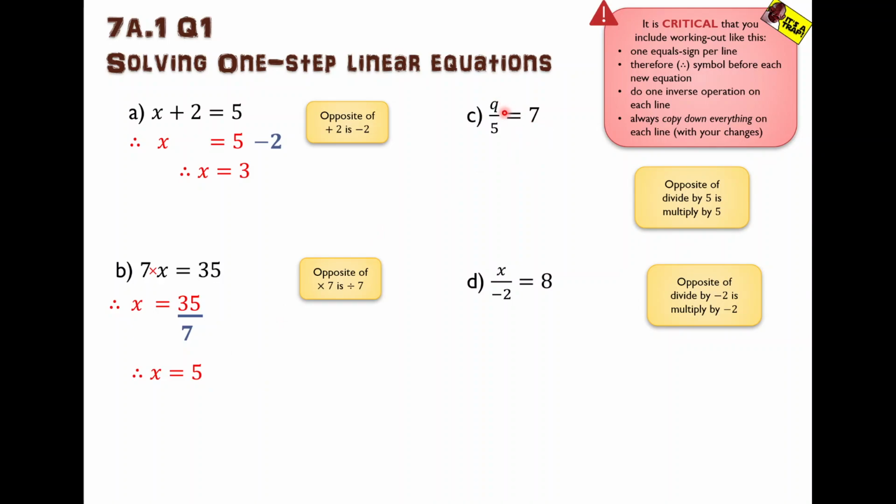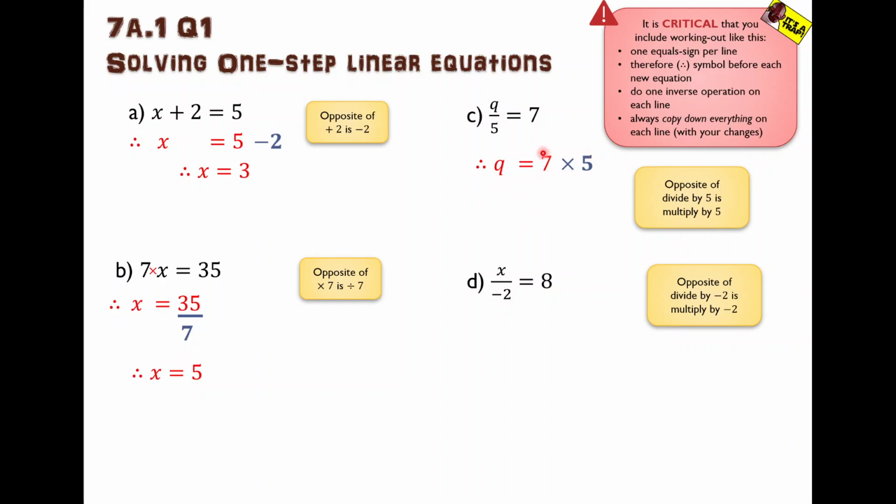I've got q divided by 5 equals 7. So q has been divided by 5. The opposite of dividing by 5 is multiplying by 5. So the divide by 5 will disappear from this side, and it will turn into a multiply by 5 on the other side. You see that? It was a divide by 5, but now it is a times by 5 on the other side. Everything else gets copied down. The q, the equals, the 7, all copied down. And we can copy down again, therefore q equals 7 times 5.